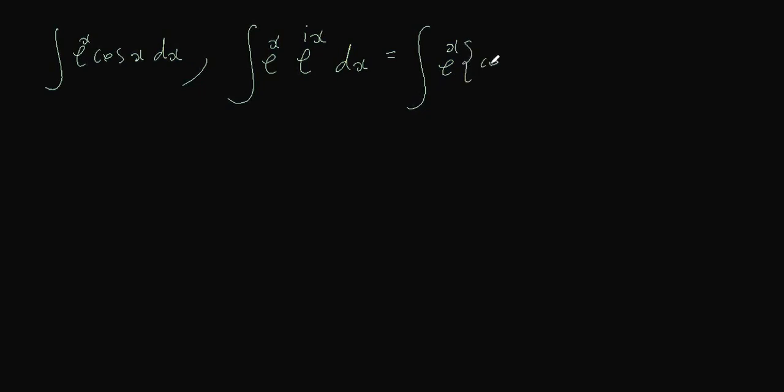Let's suppose we want to solve the integral e to the x times cosine x dx. Now I'll do this by complex substitution. So let's look instead at the integral e to the x times e to the ix dx, rather than e to the x times cosine x. This is equal to the integral of e to the x times (cosine x plus i sine x) dx. And as you can see here, our integral is the real part of this integral.